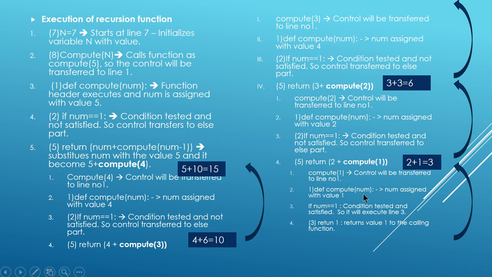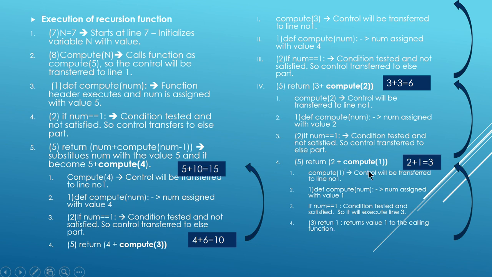So def compute of num. Num is assigned with the value 1. Now this condition is tested. If num is equal to 1, yes it is. The condition is satisfied, so it will execute line number 3. What is there in line number 3? It returns the value 1 to the calling function. Where did I call it? To this return statement. To this return statement, it will return the value 1 because there is a statement return 1. So the value 1 will be returned here.